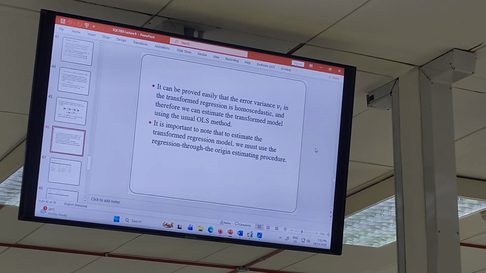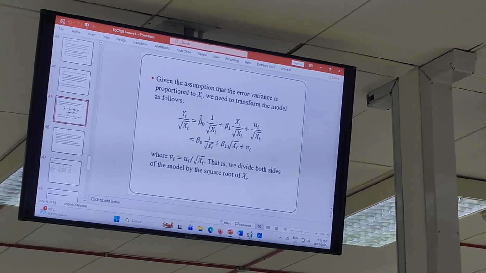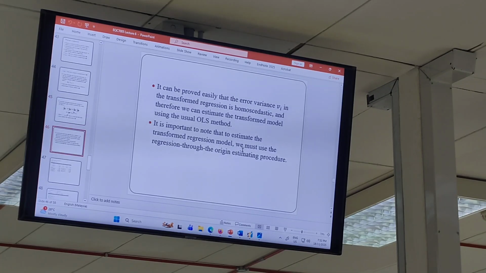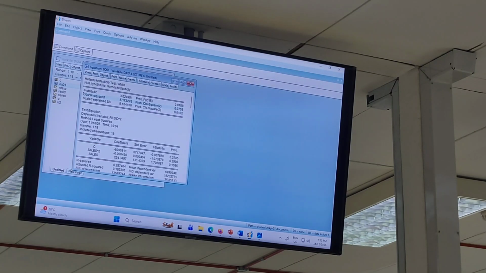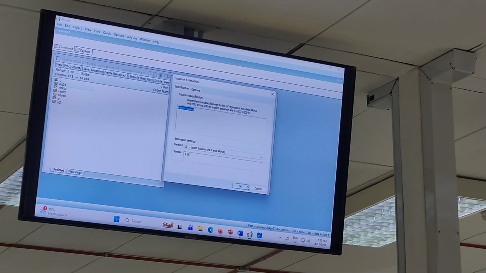It is important to note that to estimate the transformed regression model, we must use the regression through the origin estimating procedure. Because in the equation just now, what was originally the intercept now becomes a new independent variable, so we don't have an intercept anymore. So we say that it is the through-the-origin estimating procedure. So go back to your previous, this is the original data.